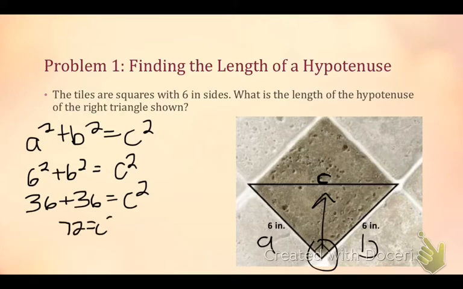72 equals c squared, and then take the square root of both sides to get c by itself and get the length of the hypotenuse, which is 8.49. In my calculator it says 8.485 and then continues on because it's irrational, or not a perfect square root, but I'm going to go ahead and round to the hundredths place.